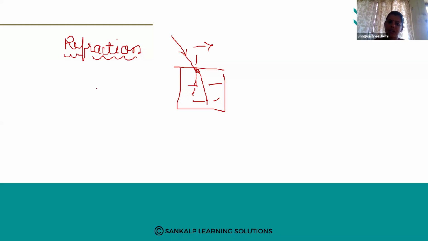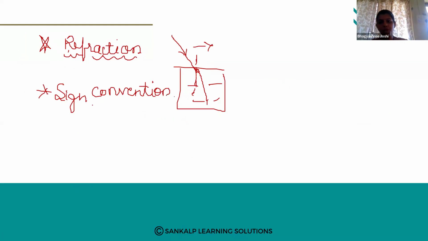Next, this is also very important. In case of lenses also, we are going to observe formation of images, formation of images in concave lens and convex lens. And next we are going to observe sign convention. This is very important, and it is used in numericals, where we are using positive and where we are using negative. And next part is magnification.